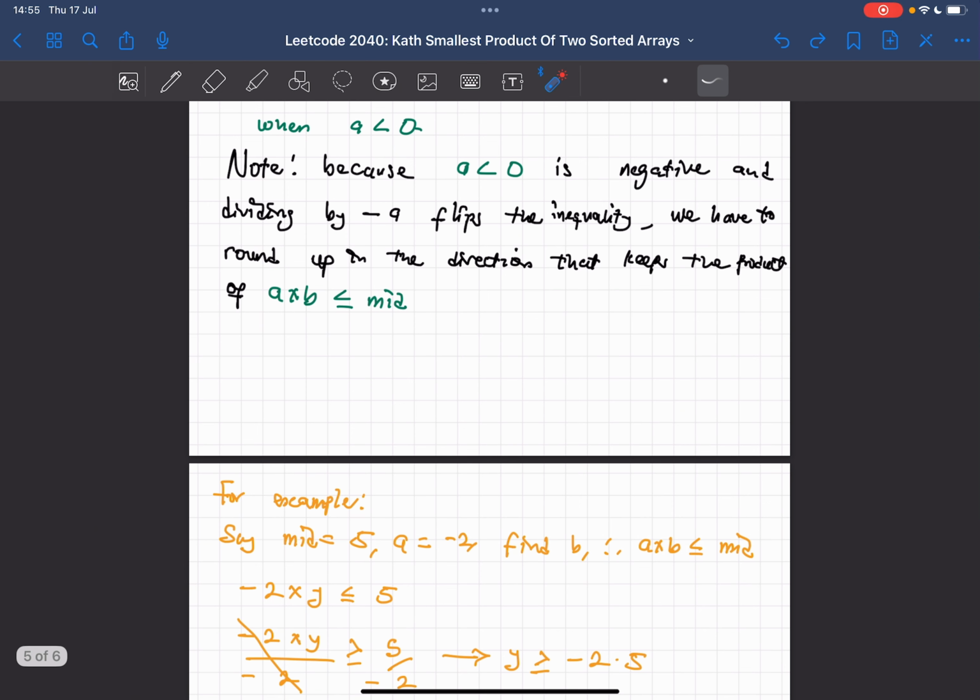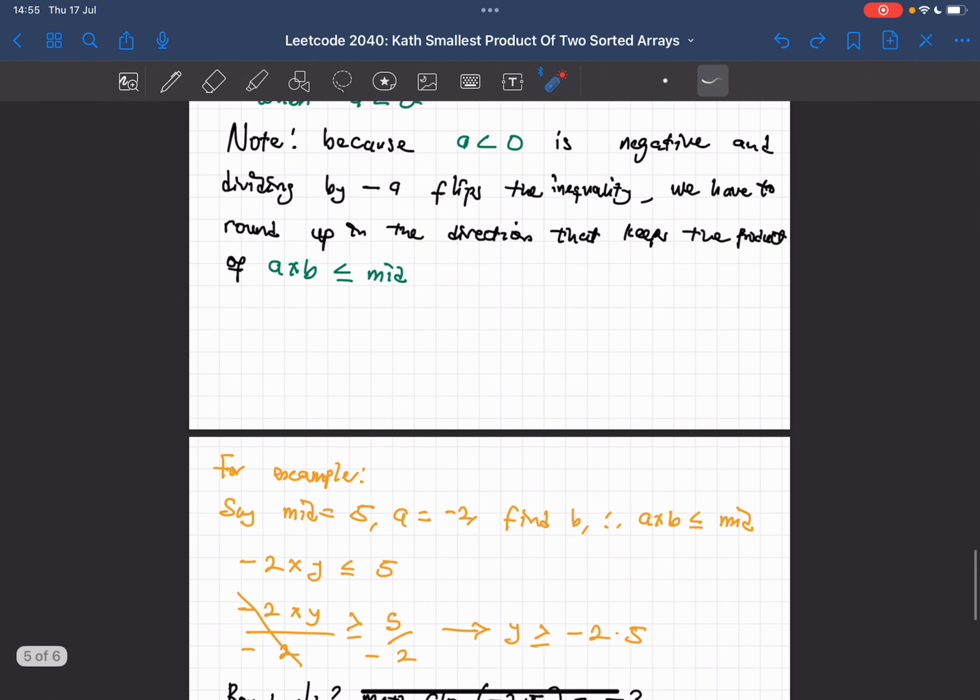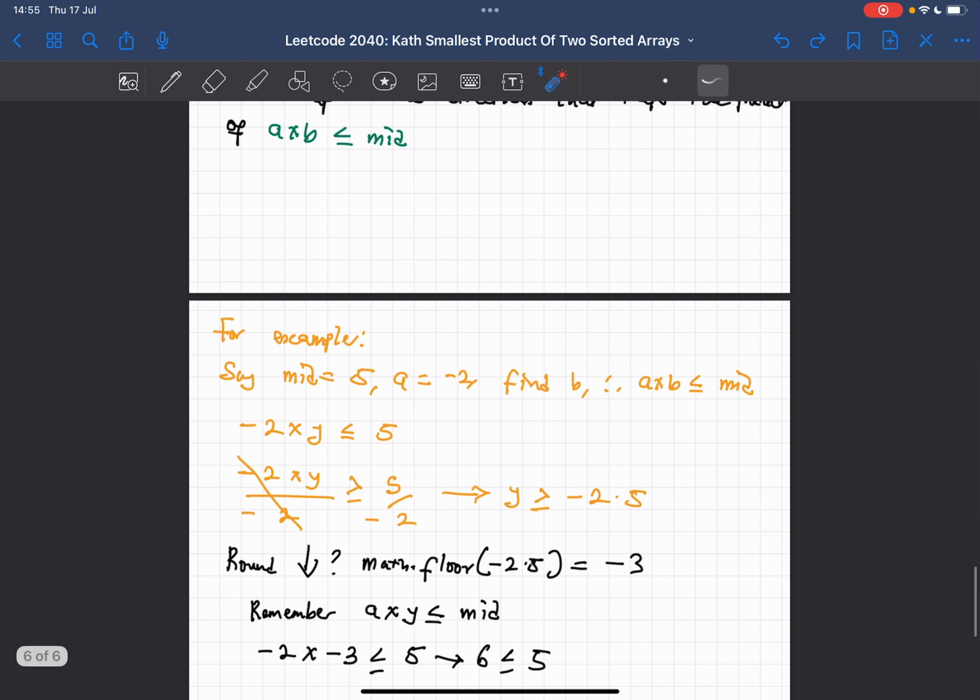Let's say mid is 5, a is negative 2, and we're looking for b in this equation, right? By basically applying, so finding b, that becomes negative 2 times y is less than or equal to 5. We divide both sides by negative 2, that will give us y is greater than or equal to negative 2.5, because that flips the inequality, right? Now, if we round down, meaning that we apply, for example in Python, the floor function, if we round the floating point number to a whole number, because again, remember, the possible values of nums1 and nums2 are whole numbers, right?